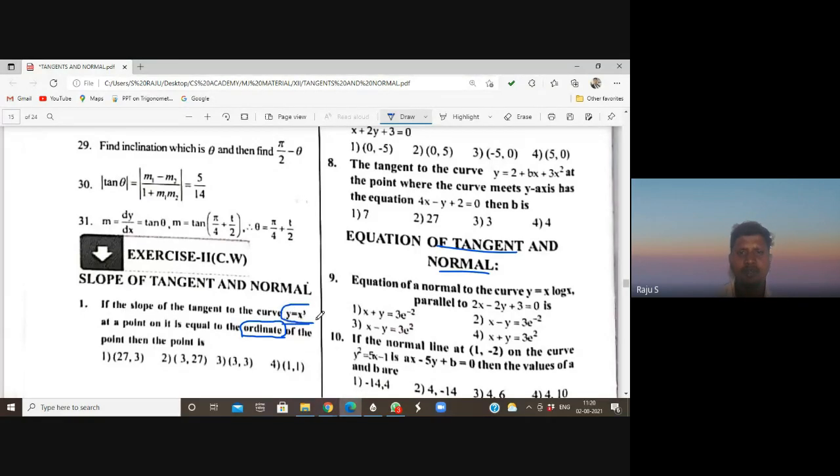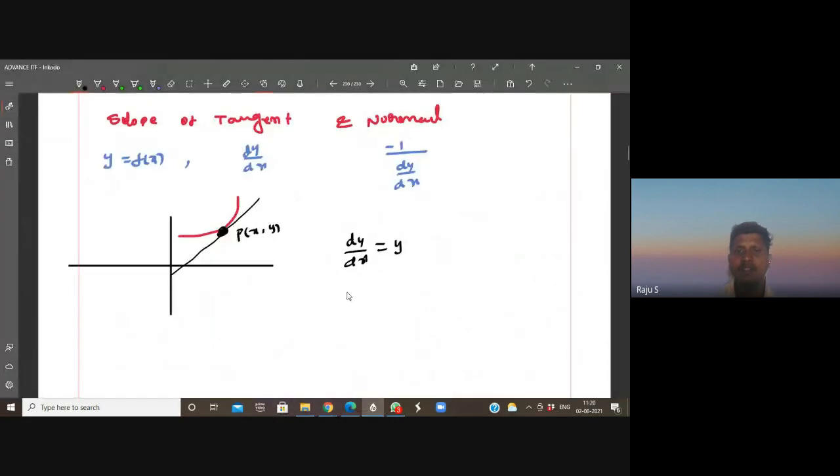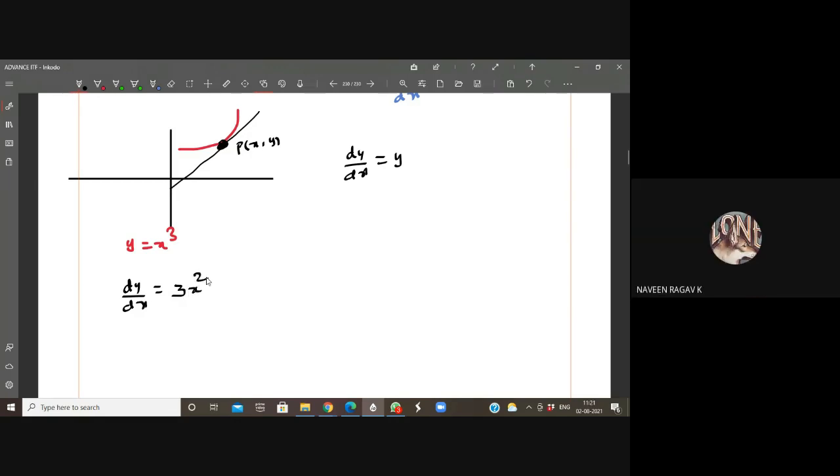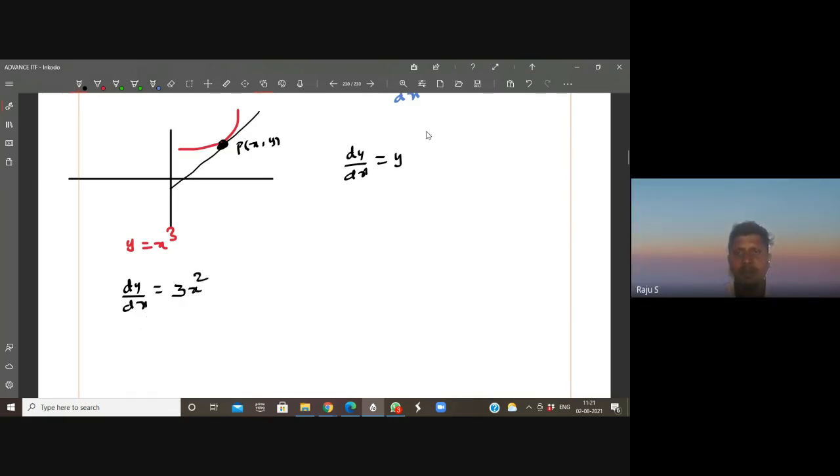Okay, then let's see here. What is the equation of curve? y is equal to x cube. With y is equal to x cube, find dy by dx. So when I find dy by dx, what is dy by dx? It is 3x square. So what is dy by dx according to the given question? dy by dx is equal to ordinate. So y is equal to 3x square.